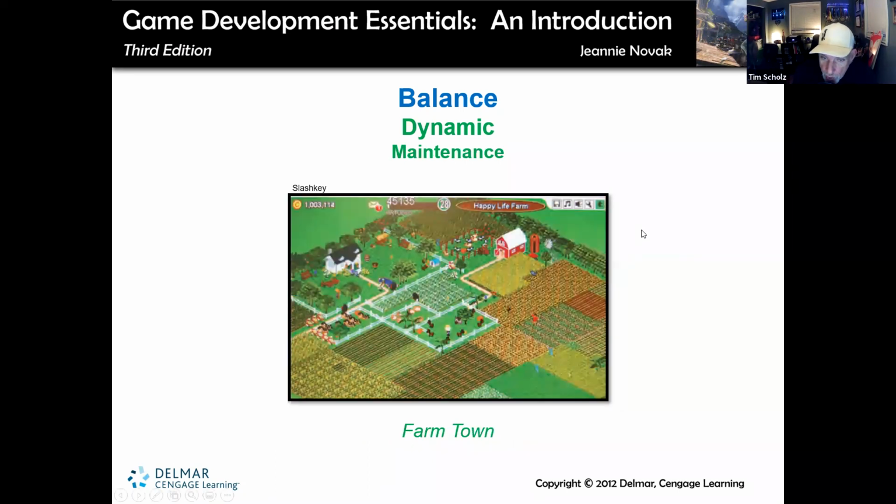Another way to keep balance dynamically is, if we're playing against each other, instead of me trying to destroy your resources, I maintain my resources and make them grow. If I maintain my resources better than you maintain yours, the balance of the game is going to shift towards me because of how I'm working with maintaining.